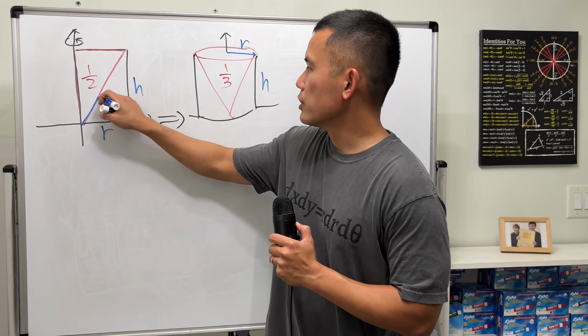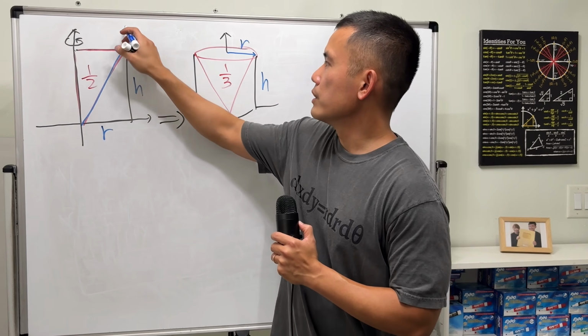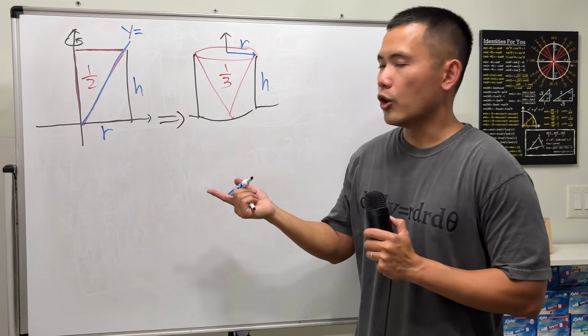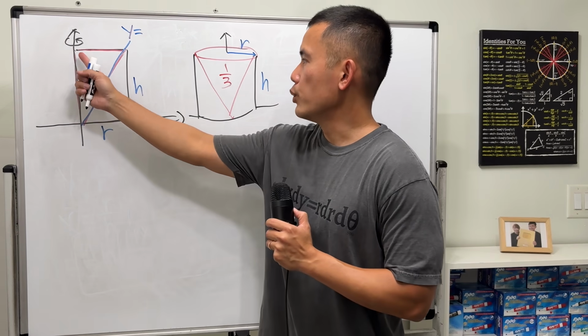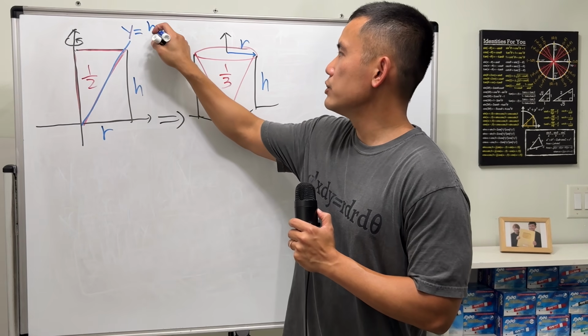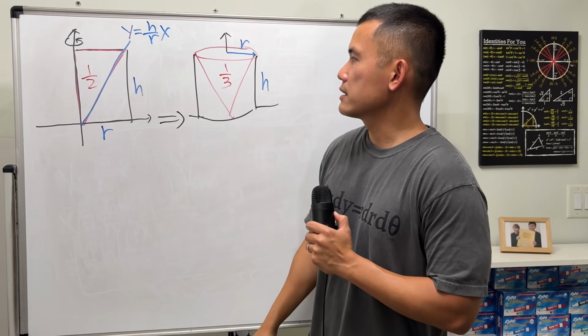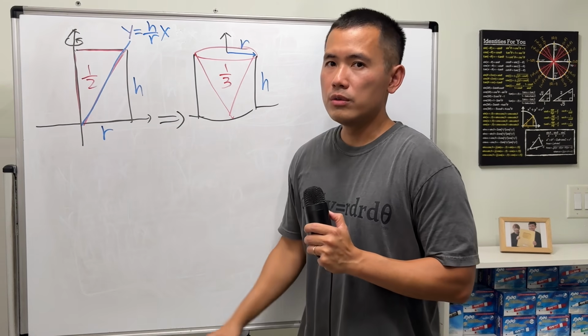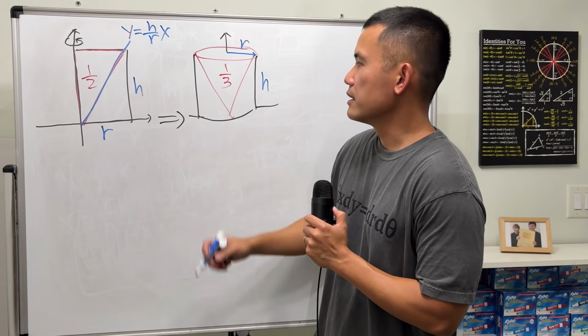First, we need an equation for this line. Well, it's just going to be a line, so we need a slope. We go up by H and we move to the right by R. So it's H over R, and then multiply by X. And the y-intercept here is 0, so we don't need to plus anything.